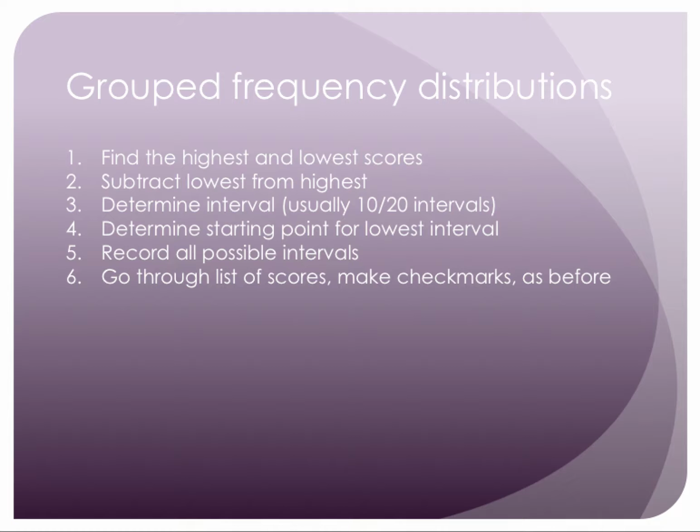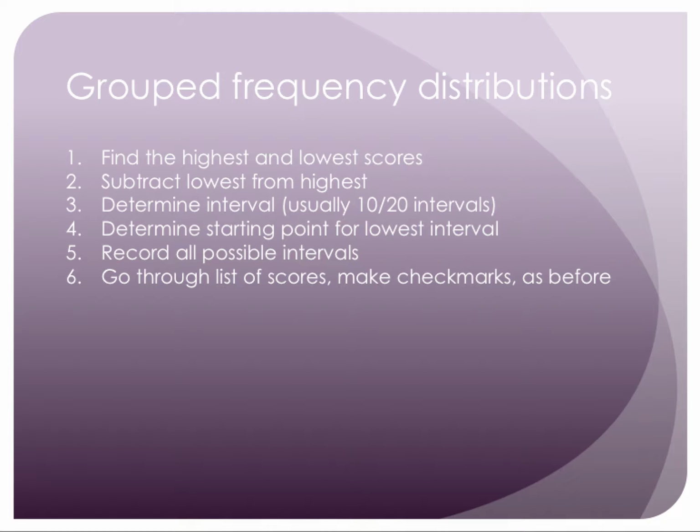So generally speaking, what you want to do is as follows. You're going to find the lowest and highest scores in the data set, and subtract the lowest from the highest. Then you want to determine the interval. That means how many values are going to be counted in one bar on your chart. And usually we have 10 to 20 or so. That's an easy way for you to visualize it. Then you need to determine the starting point for the lowest interval, record all of the possible intervals, and go through the list of scores.